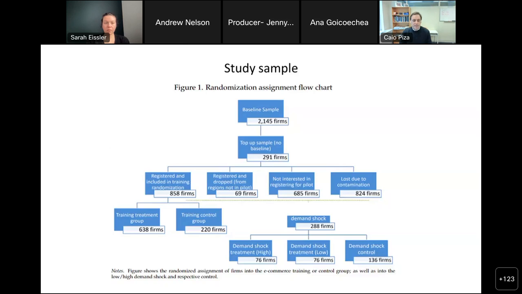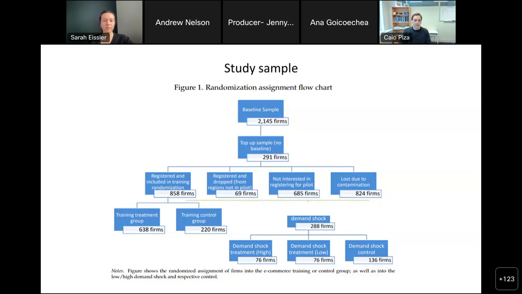So here, this is the study sample. Back in 2018, we conducted a baseline survey. We interviewed a little bit more than 2,000 firms. This was a phone survey. Then we topped up the sample with around 300 firms later on. Then we split these firms. We have about 850 firms that registered and were included in the training program, so they could be randomized to receive the training or not.